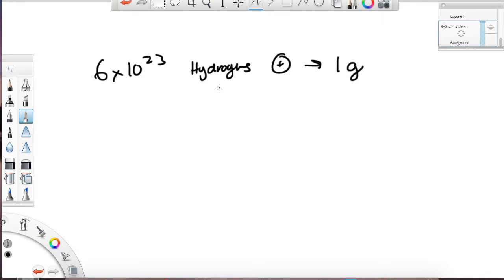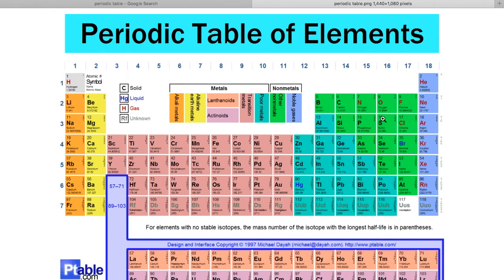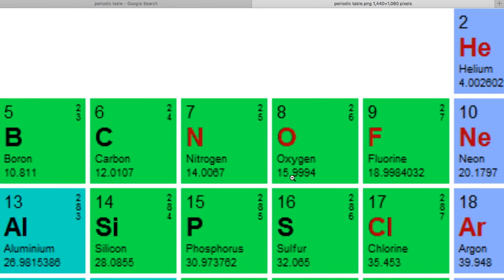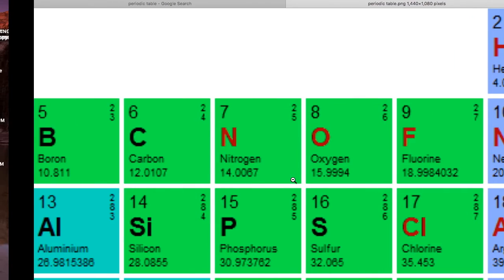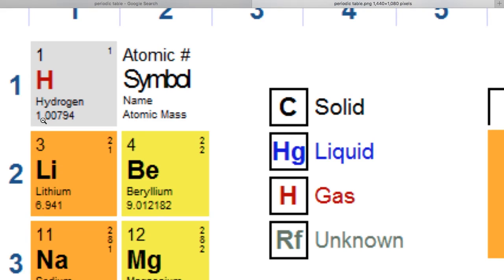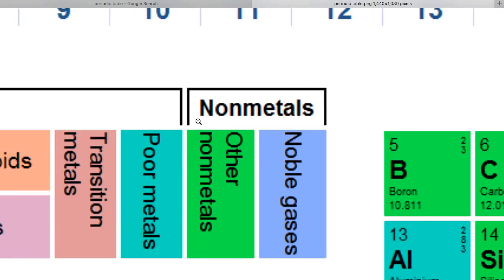And if you have 6 times 10 to the power 23 oxygens, that would equal 16 grams, just as it says on the periodic table. Atomic mass on the bottom. So the atomic mass of oxygen would be 16. It's pretty close to 16. And for hydrogen, if you don't believe me, it would be 1, because a mole of hydrogens is equal to 1 gram. A mole of carbon is equal to 12.